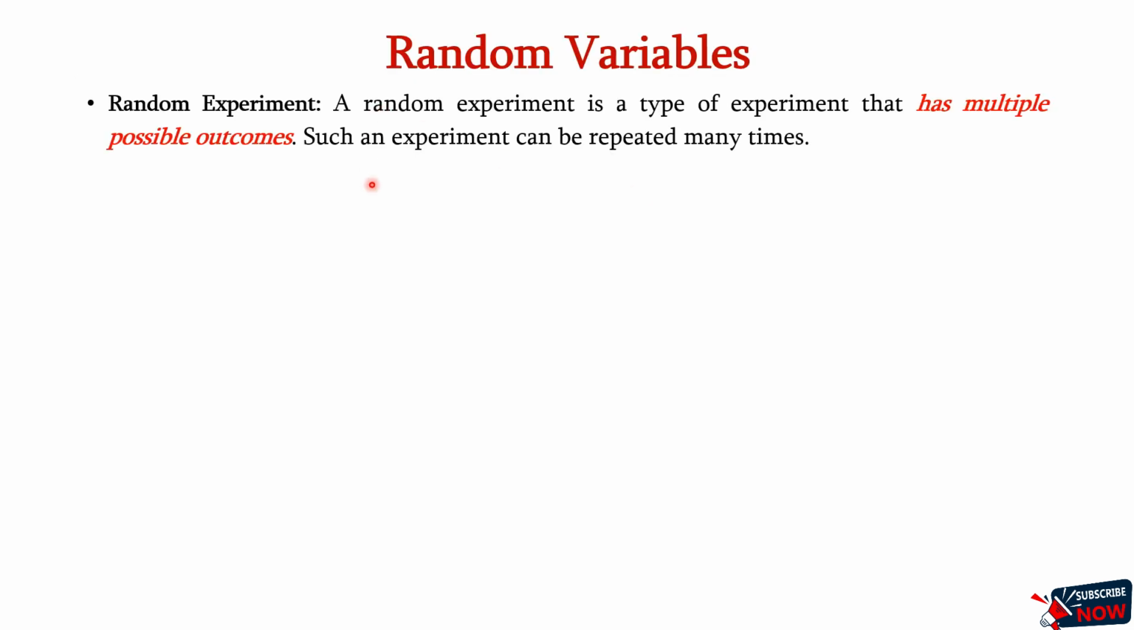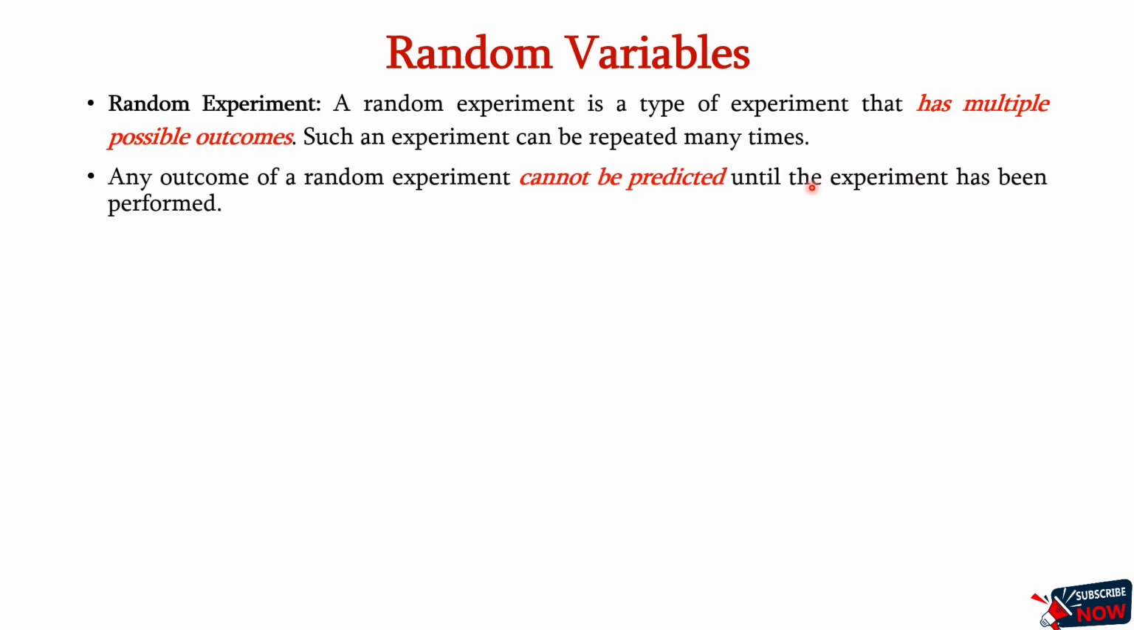Before understanding random variables, let us see about random experiment and sample space. A random experiment is a type of experiment that has multiple possible outcomes. Such an experiment can be repeated many times. Any outcome of a random experiment cannot be predicted until the experiment has been performed. Examples of random experiments are tossing a coin and throwing a dice. In these two experiments, we will not know the outcome until it is performed, and if we repeat this many times, it will yield different possible outcomes each time.